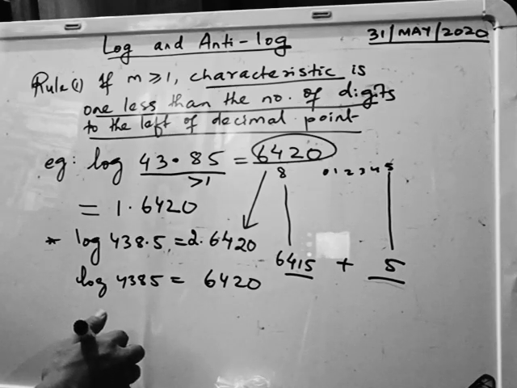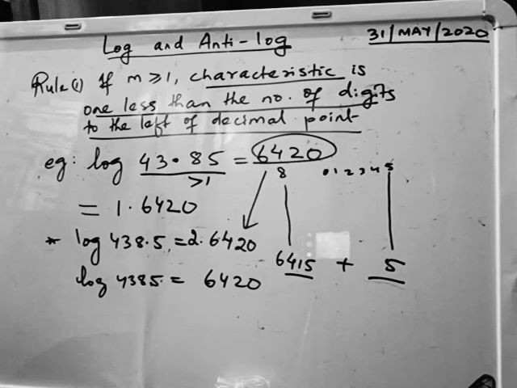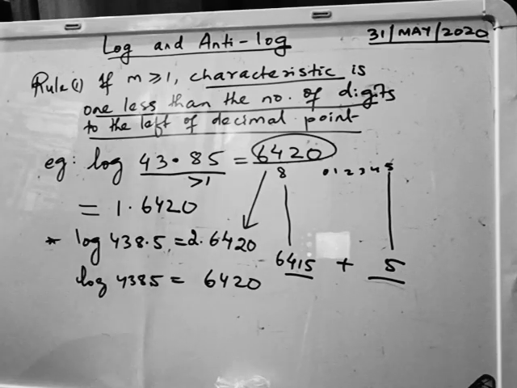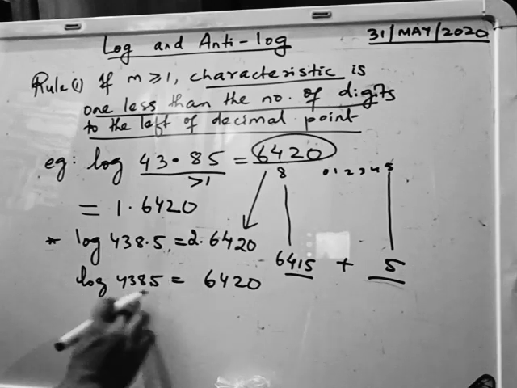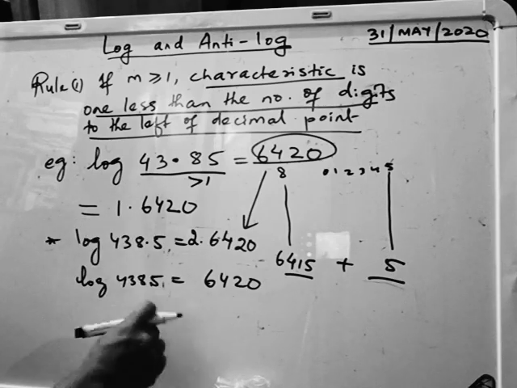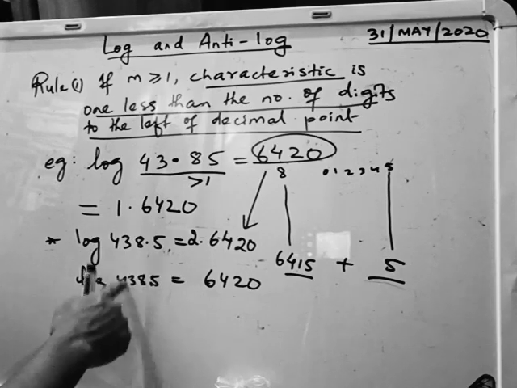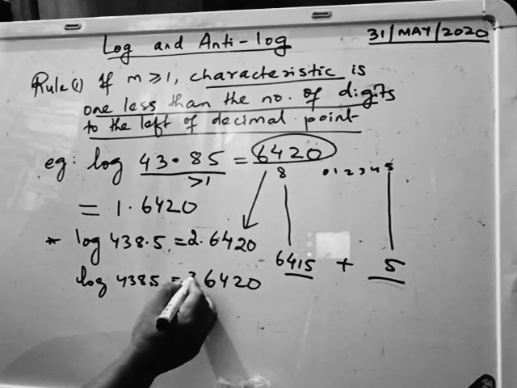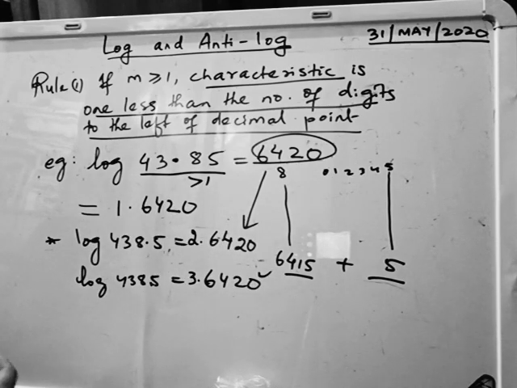As it is to be noted that the point is lying here, writing the point here doesn't make sense. It actually means 0.0, it doesn't make sense. So when we say 4385, the point is lying here. To the left of the decimal point there are 1, 2, 3, 4 digits. That means 4 digits minus 1 is 3. So we have characteristic 3. That means the value will be 3.6420 and so on.